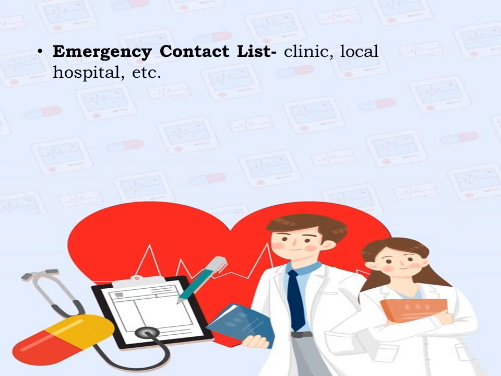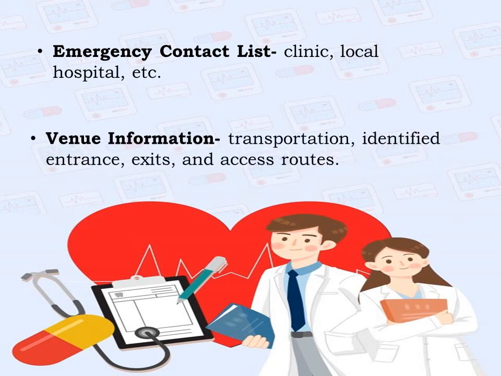Next, we have the emergency contact list. Clinic, local hospital. We need to have an emergency contact list to our clinic and to our local hospital. Then next we have the venue information. For example, the transportation, identified entrance, exits, and access routes.